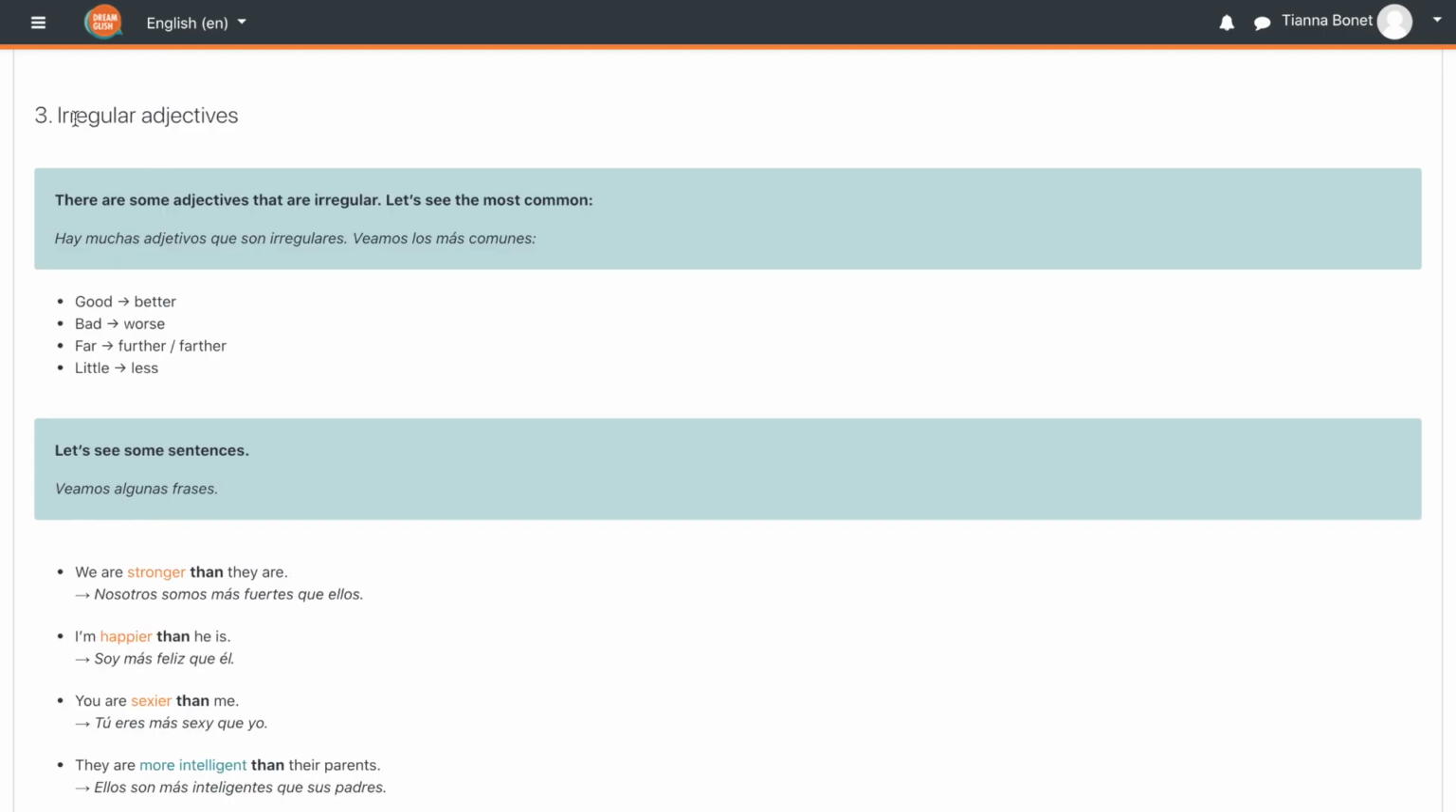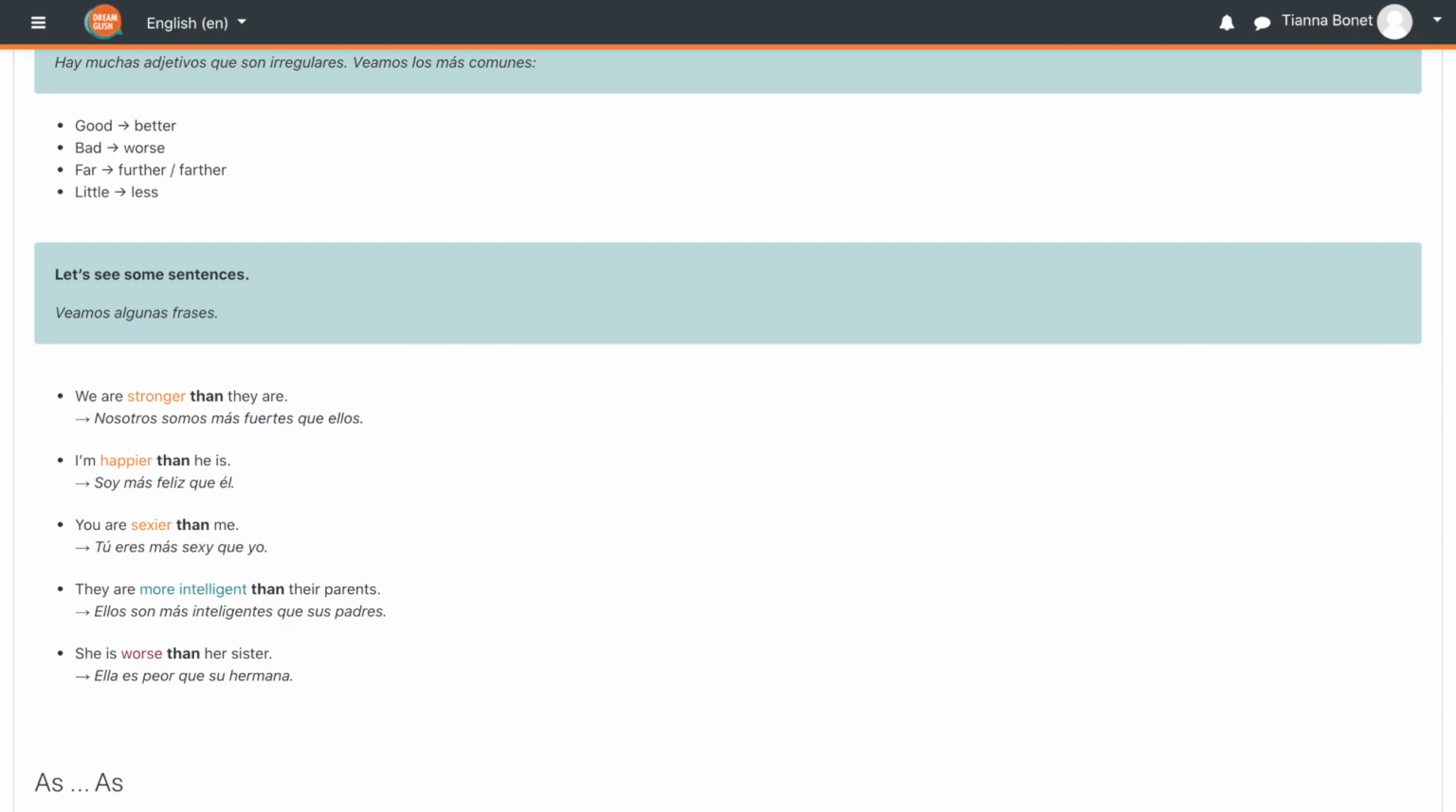Lastly, we will talk about irregular adjectives. There are some adjectives that are irregular. Let's see the most common. Good becomes better. Bad becomes worse. Far is further or farther. Little is less.